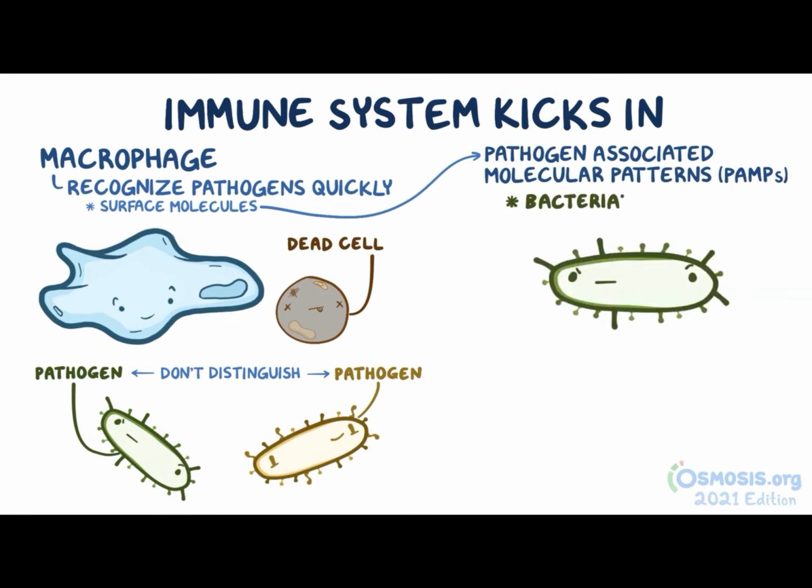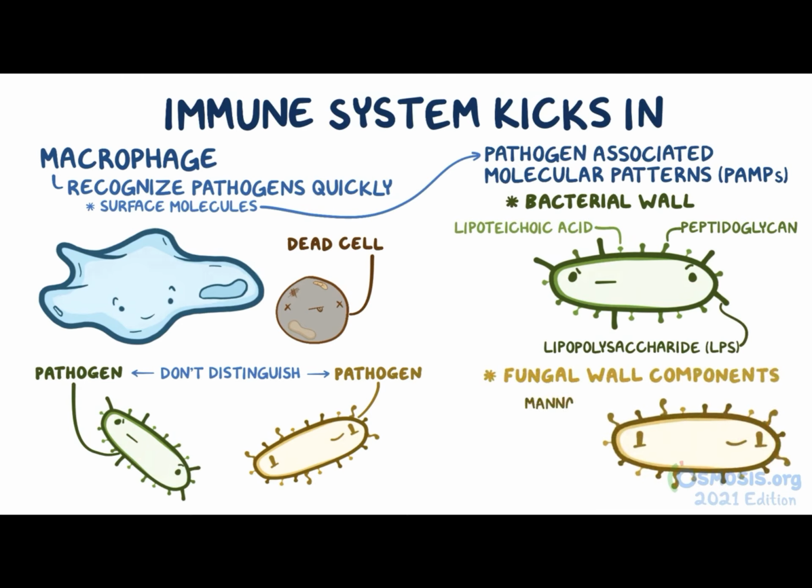PAMPs include bacterial wall components like peptidoglycan, lipopolysaccharide or LPS, and lipoteichoic acid. PAMPs also include fungal wall components like mannan and flagella proteins, which can be found on some parasites and bacteria. For intracellular pathogens like viruses, PAMPs might include the viral RNA or DNA.